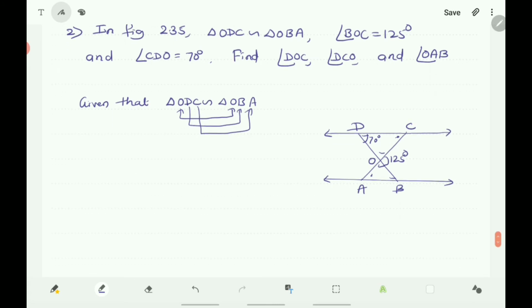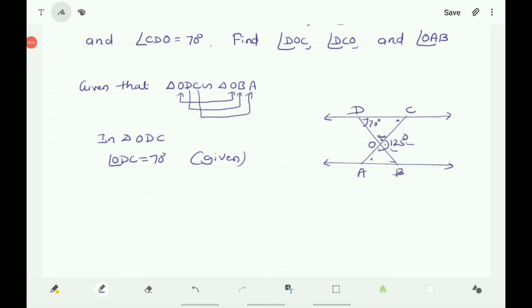Now take any one triangle and find the angles of that triangle. If you consider the triangle DOC, here one angle is given, that is angle ODC, and also the angle BOC is given, and by using that angle BOC you will get the angle DOC by using linear pair. So in triangle ODC, angle D, that is angle ODC, is given, that is 70 degree.